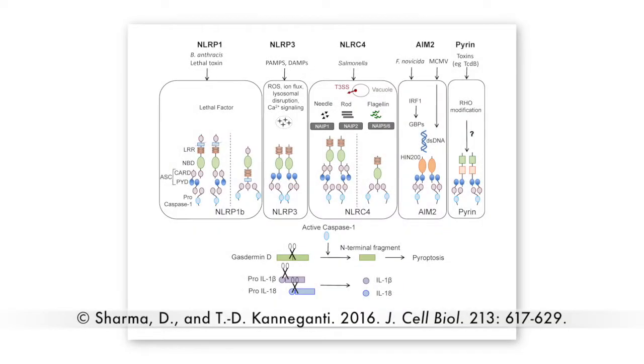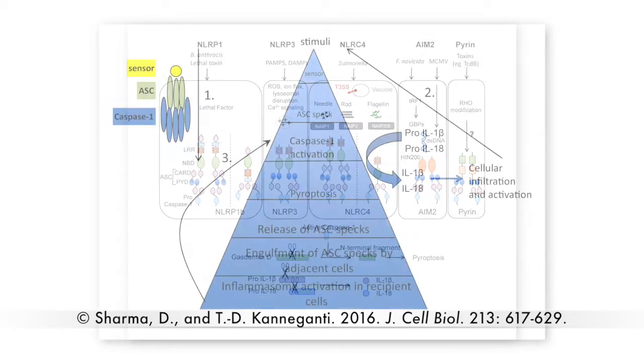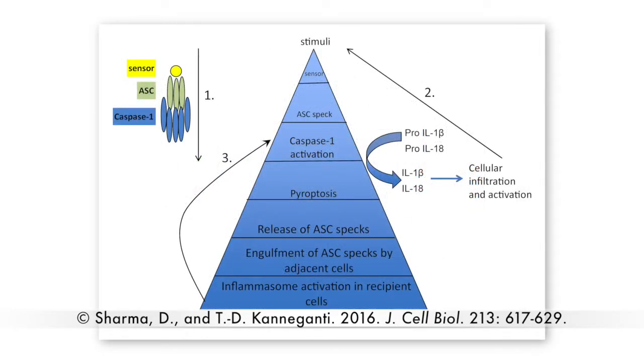Invading pathogens or other toxic agents can trigger the formation of inflammasomes by activating sensor proteins such as those in the NLR family. Activated sensor proteins in turn induce the aggregation of a protein called ASC to form large intracellular specks that recruit and activate caspase-1, leading to a rapid pro-inflammatory form of cell death known as pyroptosis.